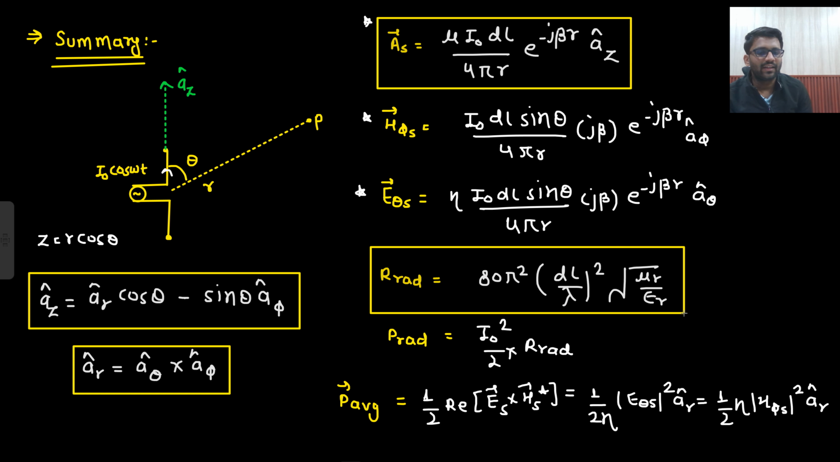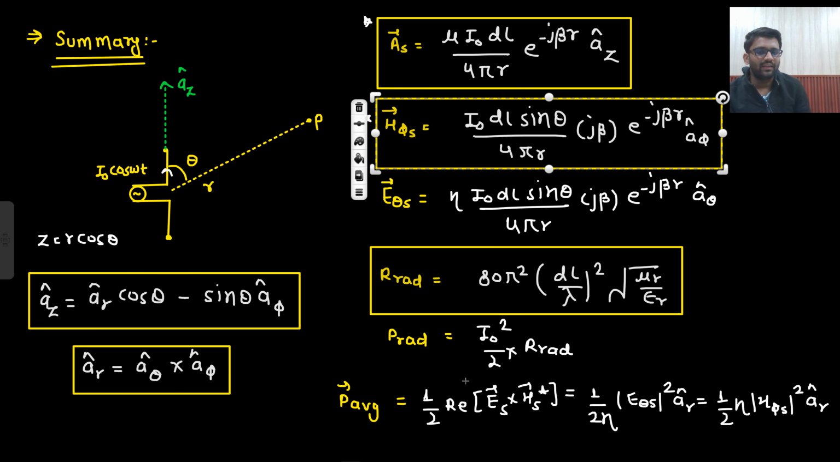If you remember R radiated, then your P radiated is a kickback for you. And if you remember H phi s, then E theta s is a kickback for you. And P average we can copy as it is, ditto from our EM wave propagation. In the second chapter we studied this thing, so I need to copy the same thing here, right? And conversion I can do, and this I already know. So that's it about our Hertzian dipole.